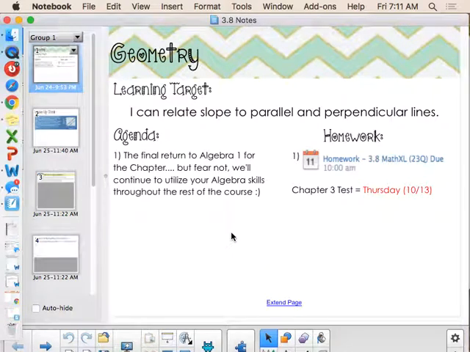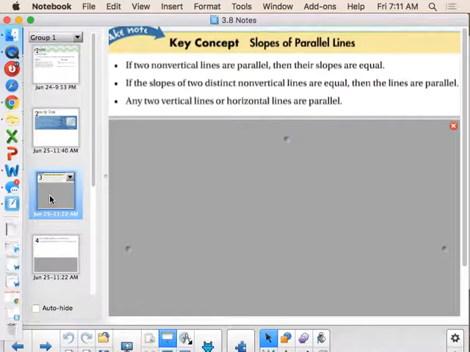Final lesson of Chapter 3, and it's the final bit of return back to Algebra 1. Because we're in our chapter about parallel and perpendicular lines, this is all about taking equations of lines and producing equations that are parallel and perpendicular to the given lines. Once again, just like last time, if you are feeling super productive, you are more than welcome to start your 3.8 Math Excel. Here we go.